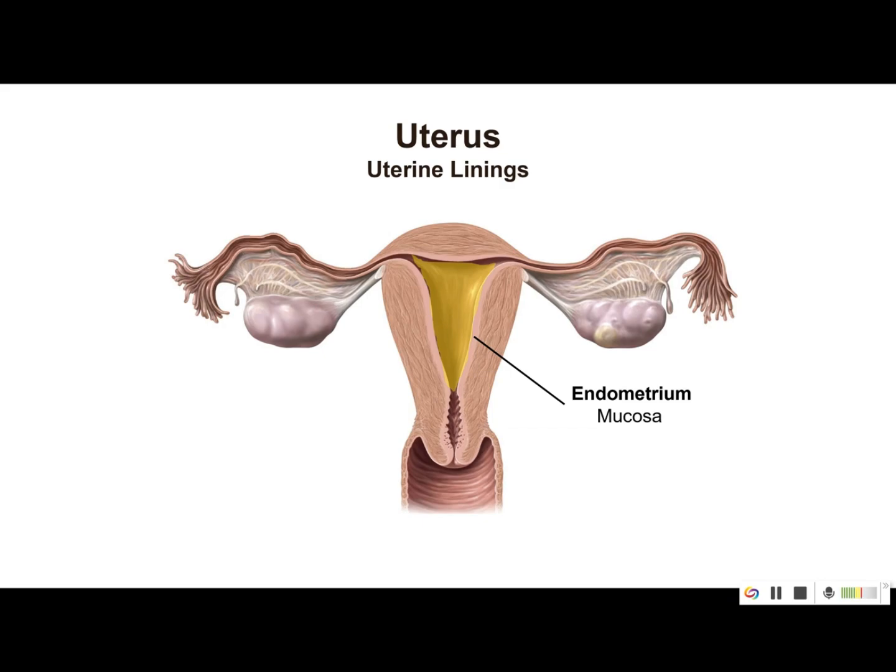The outer muscular layer of the uterus is the myometrium. It makes up 90% of the total uterine mass. The myometrium is composed of circular, longitudinal, and oblique smooth muscle layers, which can generate the force needed for delivery. And during menstruation, the uterus is enlarged and more vascular.